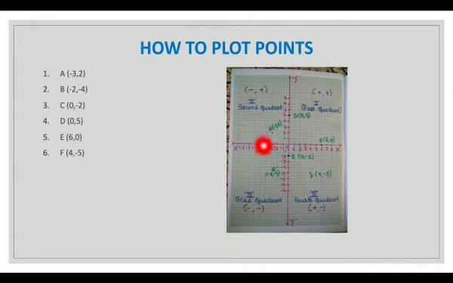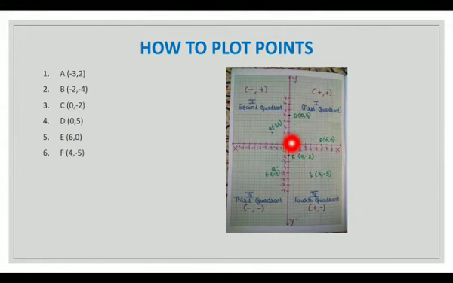C (0, -2). So I have to start at the origin. So x is 0. So I have to not move towards my left, not towards my right as x is 0 and y is -2. So I have to move down by how many places? 2 places. So here is the point C (0, -2). D (0, 5). Again I have to start at the origin as x is 0. So I have to not move towards right, not towards left and y is 5. So I have to move up by 5 places. So here is the point D (0, 5).